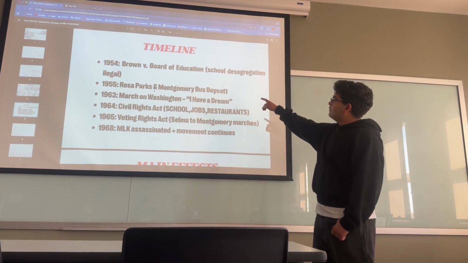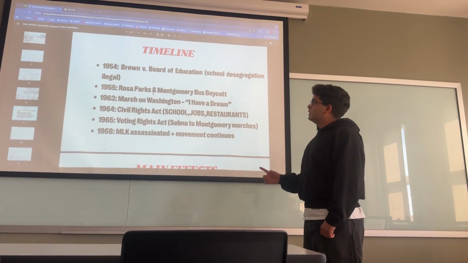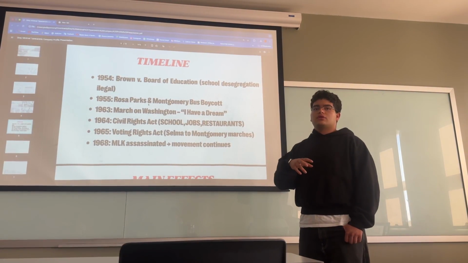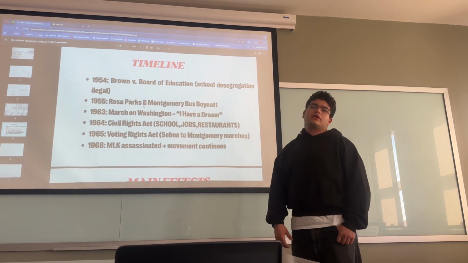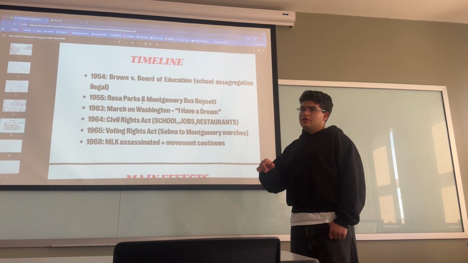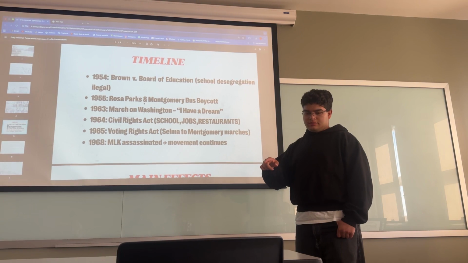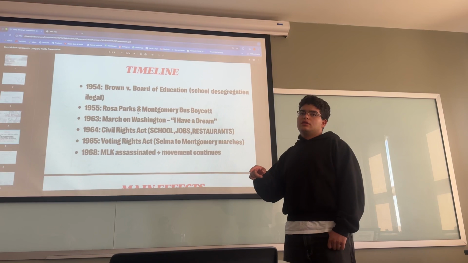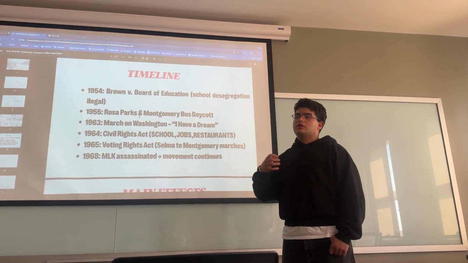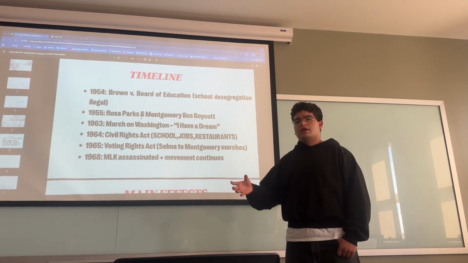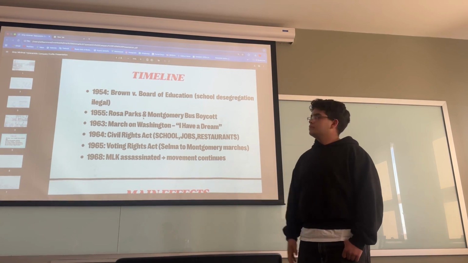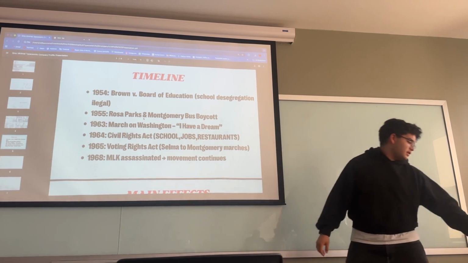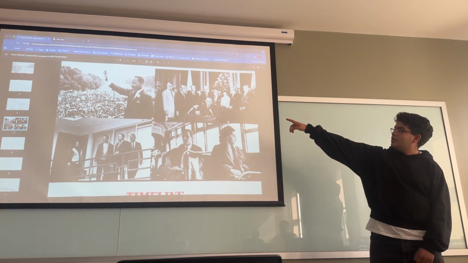Brown v. Board of Education was the case about separate schools for African American kids. They also had their own, I don't know what it's called, but it's where you drink water. As an African American kid, you couldn't drink from a white water fountain. The famous march where you have probably seen "I have a dream" is this one over there.